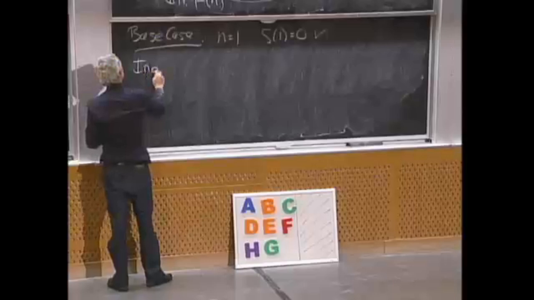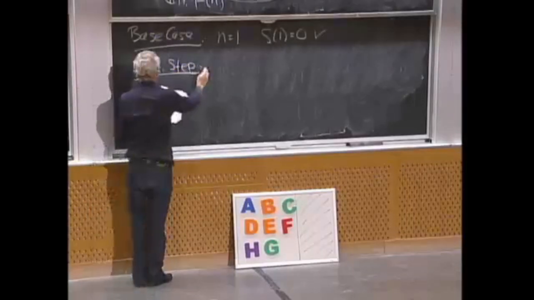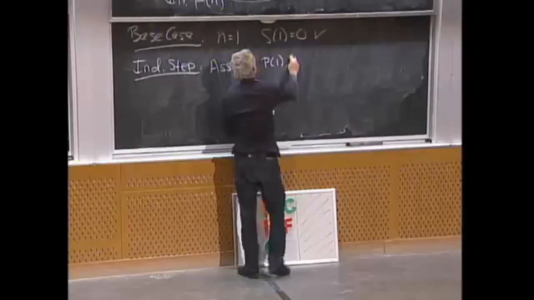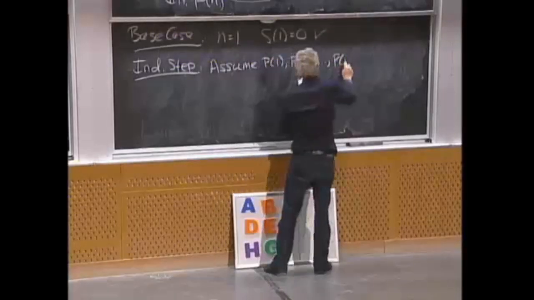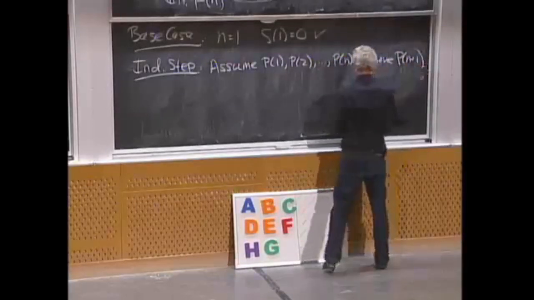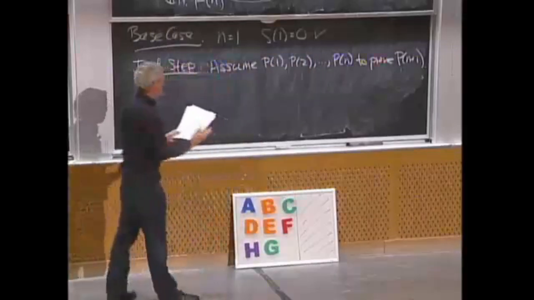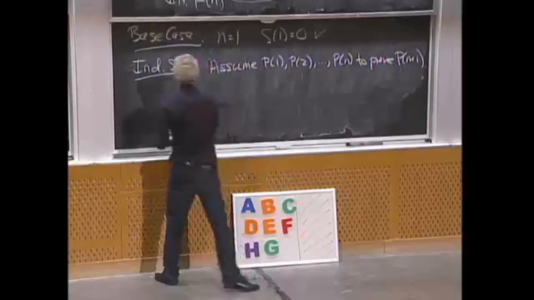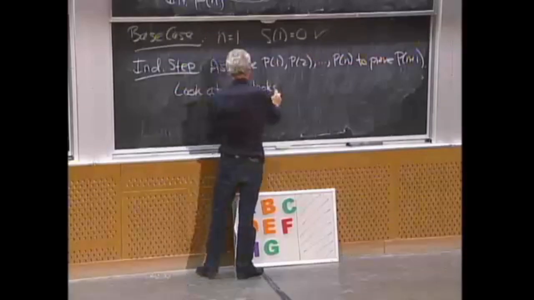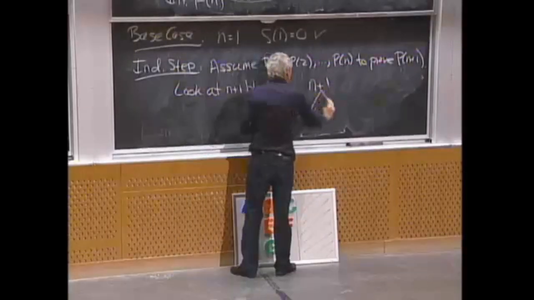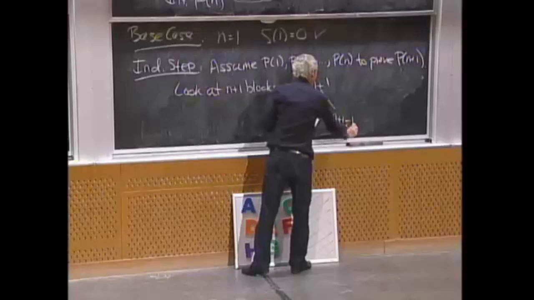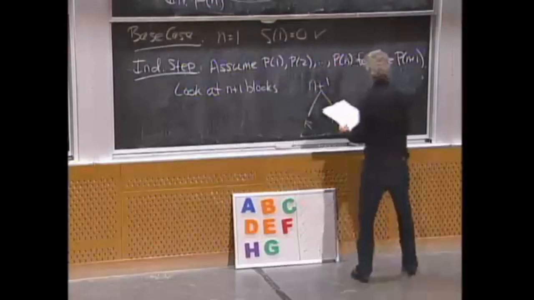And now we have the inductive step. And here we get to assume P1, P2, all the way up to Pn to prove Pn plus 1. And so now we look at n plus 1 blocks, because that's where we're starting. So we have n plus 1, and we split it somehow. And it could be any split. We might have k on one side, and then n plus 1 minus k on the other side for any k between 1 and n.